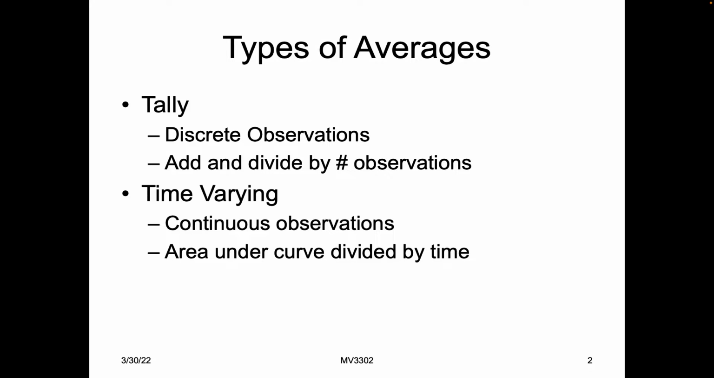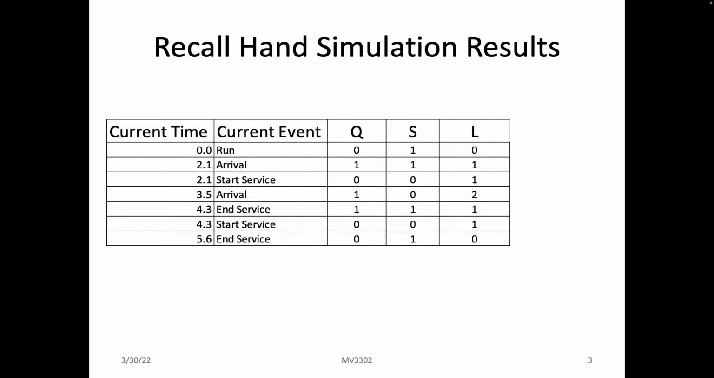In discrete event models, because the states are piecewise constant, our areas will never be more complicated than the areas of rectangles, which is just the width times the height. The width is the amount of time that you spend in the state, and the height is the value of the state. So let's look at a specific example from the little hand simulation model that we did yesterday.